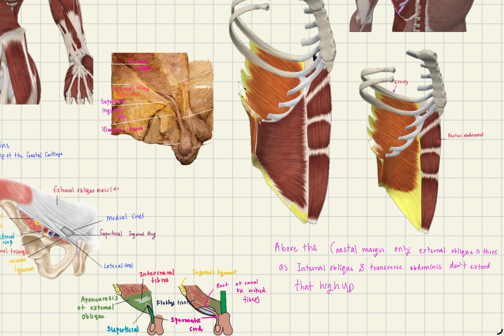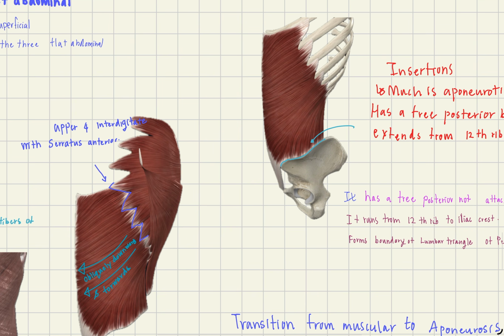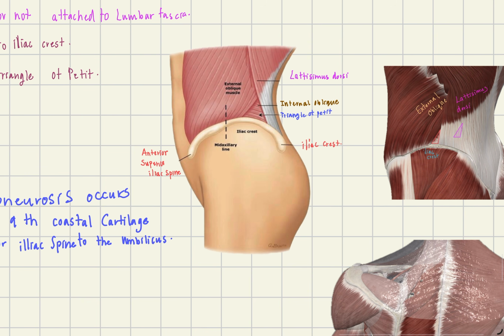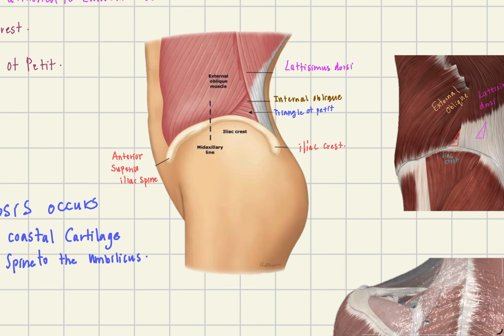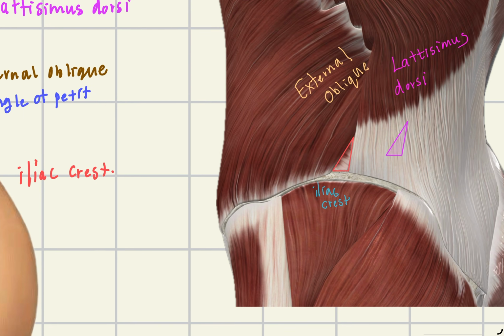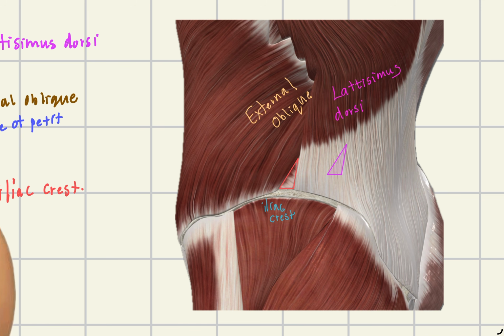So the free posterior border of the muscle forms the anterior boundary of the lumbar triangle. That is bounded in front by the external oblique, and behind by the anterior border of the latissimus dorsi, and below by the iliac crest. So you can see here, inside is the internal oblique, external oblique forms one side, and the anterior border of the latissimus dorsi forms the other side.